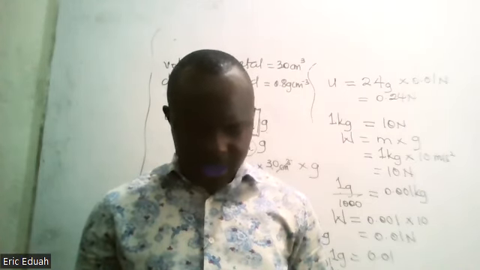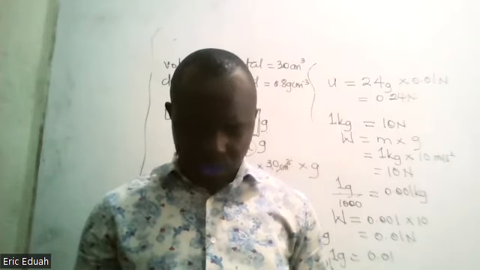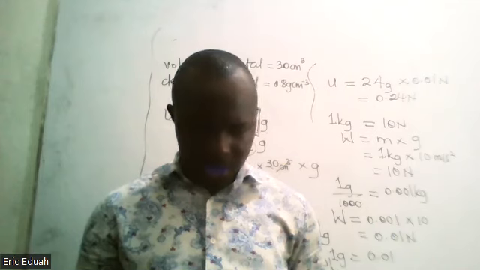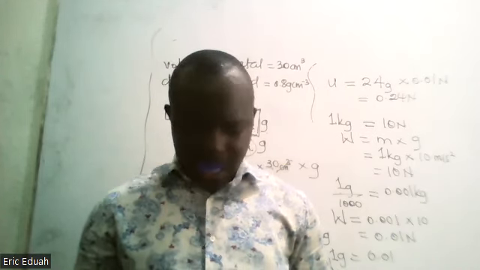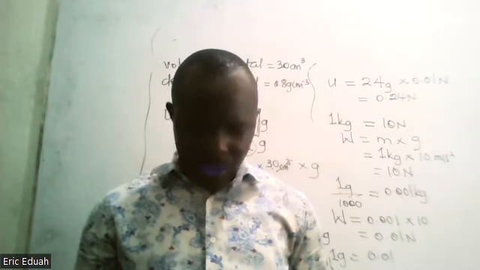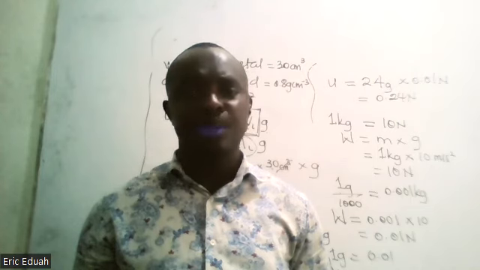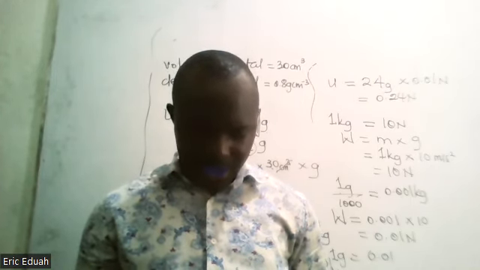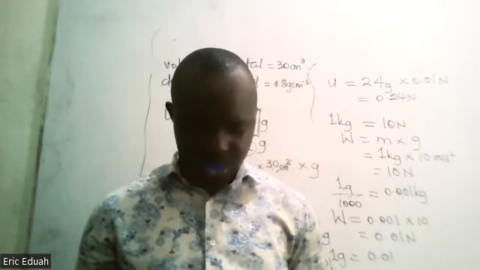A solid weighs 60 Newton in air, 50 Newton in water, and 10 Newton in oil. Calculate the density of the second liquid in kilogram per meter cube.